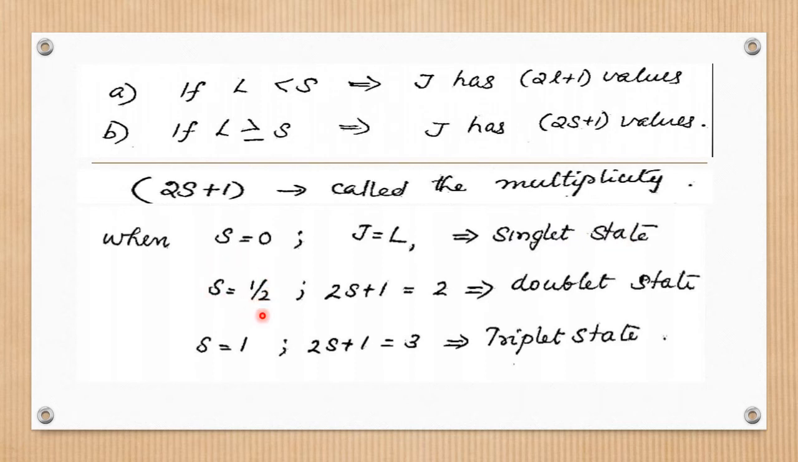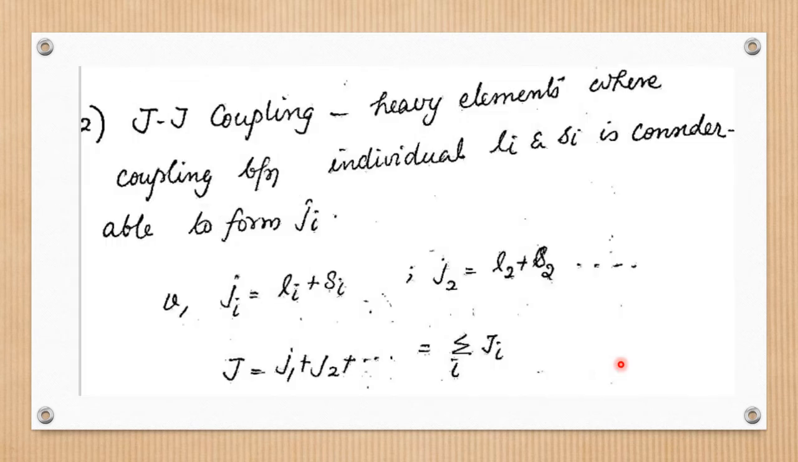When S is equal to half, you get 2S plus 1 is equal to 2. That is called a doublet state. When S is equal to 1, you get 2S plus 1 equal to 3. That is a triplet state. Okay, so this is how we can classify the multiplicity. So it can have a singlet state, doublet state or triplet state.